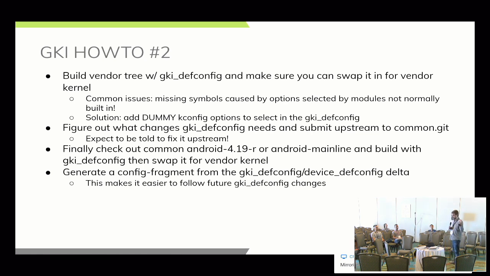The last little step that I'd recommend is to create a config fragment. So basically, from the GKI def config that you were working with and your device def config, do a diff of that and save that delta as a config fragment. This is really useful because as the GKI is modified to enable changes that other vendors need as well, this allows you to follow along. You can use the merge config tool to apply your config fragment on top of the base GKI def config, and it just makes it a little easier to track.